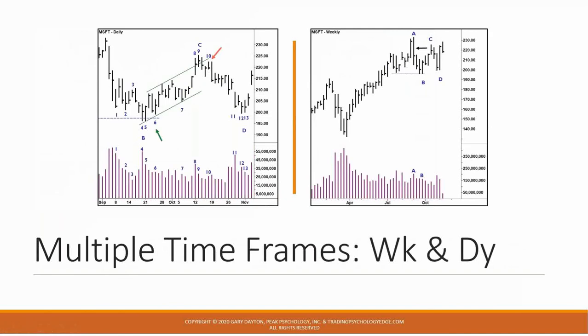Here we are on the weekly and the daily chart. This is Microsoft on the right and the daily on the left. And it's the same thing. We start with a weekly pullback, right, at A. Note how the daily responds with wide price spreads and volume to the downside here on this bar A. This is A over here, right?